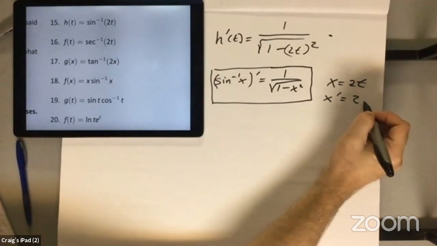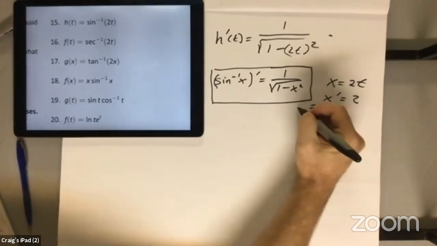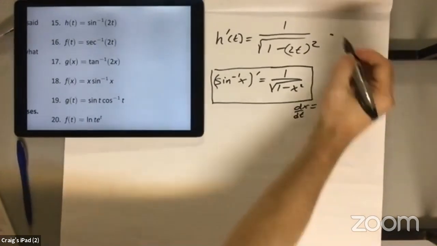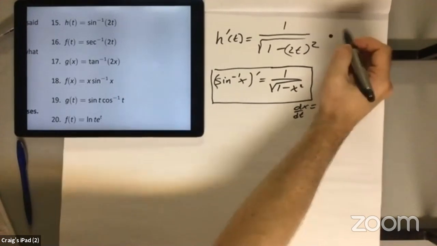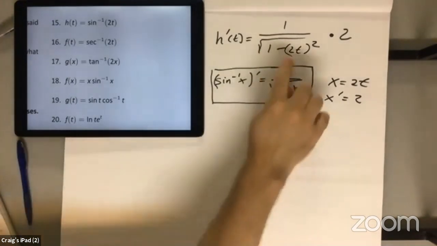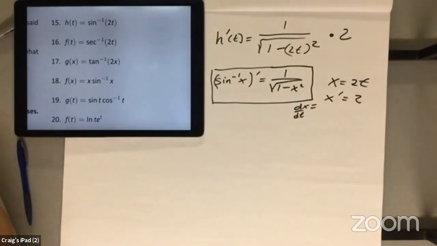Then the chain rule says I have to take the derivative of x, which is just 2 with respect to t. So x prime here is dx dt, and it's just 2, so I take the derivative and then just multiply by 2. That's the whole answer. There's not even much to simplify in that one. I could change that to 4t squared. Any questions about that one?